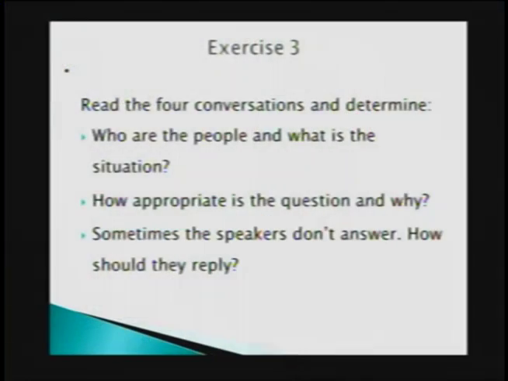And you have an exercise now. If you want, you don't need to copy. I just want to analyze this exercise with you. And we are going to have 4 conversations. And we will determine the following. Who are the people and what is the situation? So here it is important to activate the relationship between people and the context.